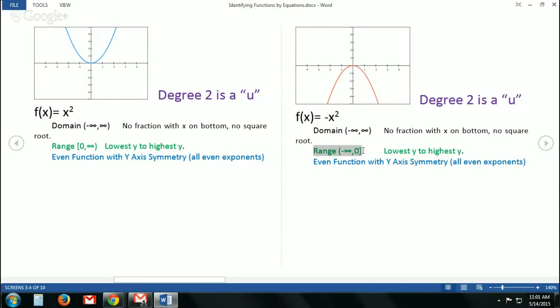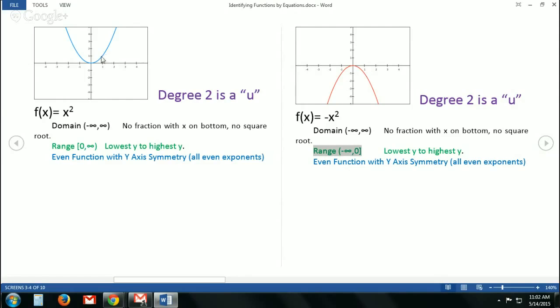Notice that the 0 is included here because 0 is actually a spot that is part of our graph. We give a bracket on the 0 to say that it is included. Infinities still get parentheses. Now, both of these pictures are even functions. Remember that we decided if something would be even or not by looking at the equation and looking for all even exponents or maybe an absolute value. Since these two pictures have all even exponents, that makes them even functions, and even functions have y-axis symmetry.